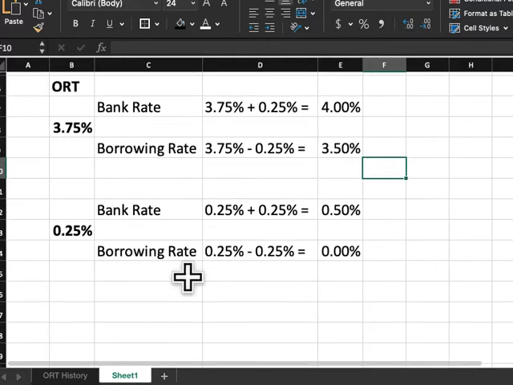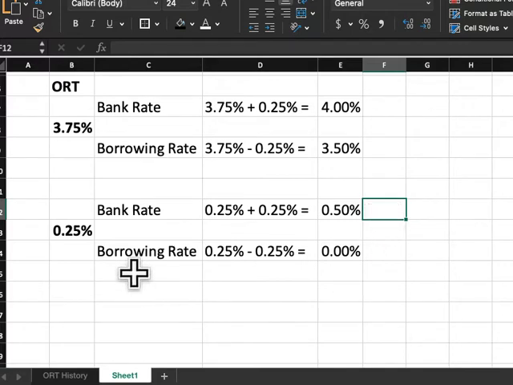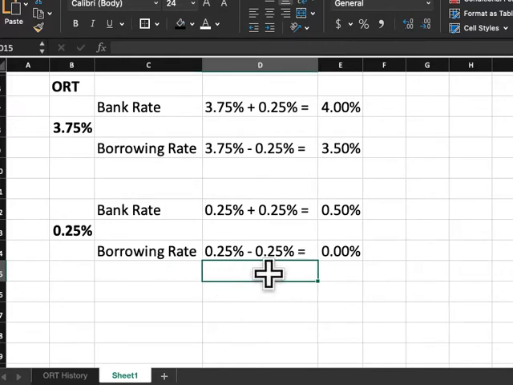And so the implication here is that currently our overnight rate target for the Bank of Canada is 0.25%. And therefore, the bank rate is going to be plus 0.25%, which gives us a 0.5% bank rate. Okay, so the banks will borrow from the Bank of Canada at 0.5%. The borrowing rate, on the other hand, is 0.25% minus 0.25%, which equals 0%. That means the Bank of Canada borrows from the banks at a 0% interest rate. Okay, and so that's the implication of what our overnight rate target currently is.